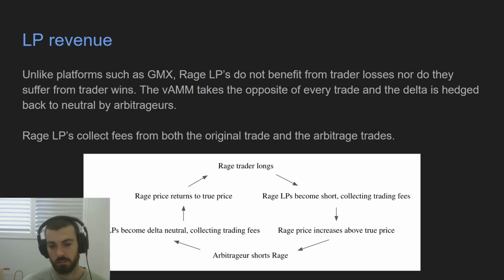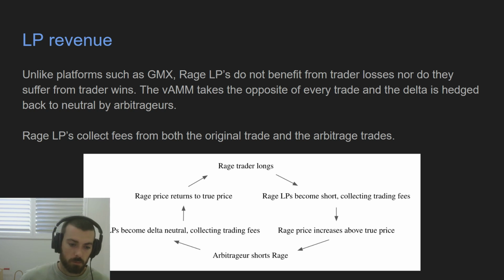So this is the cycle of collecting fees. So a RageTrade long, the LP becomes short. There's trading fees associated with that, and then the price on Rage of ETH will move higher. So arbitrage will come in and buy that ETH up to bring the price back down to normal. There's trade fees there, and then once the price is back to normal, the people start longing again. So there's just fees all the way around.